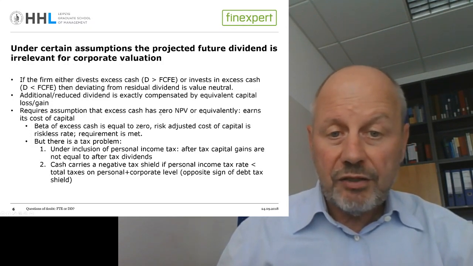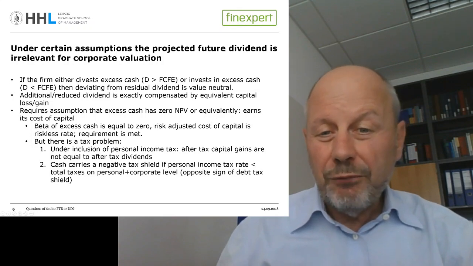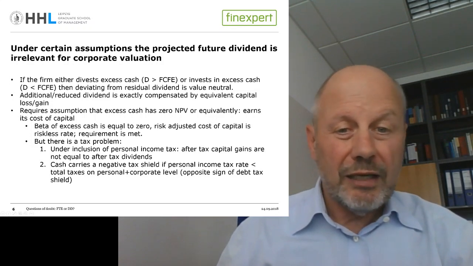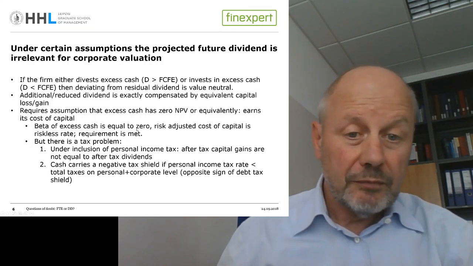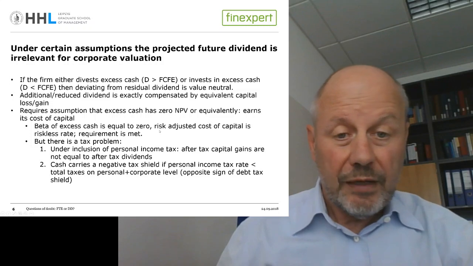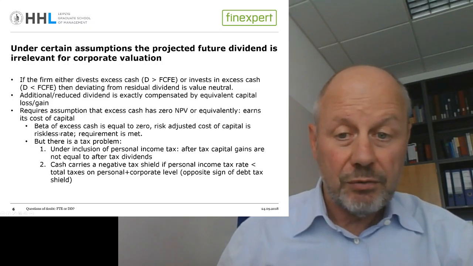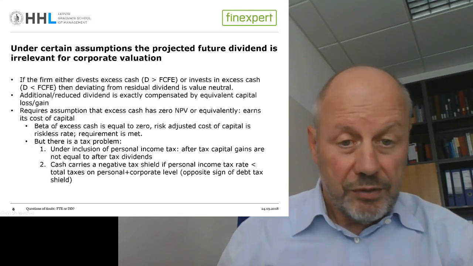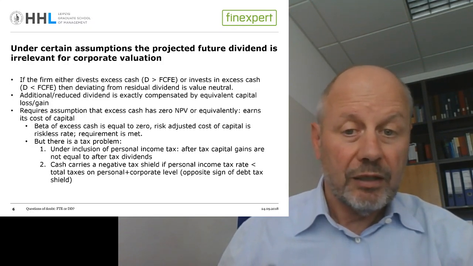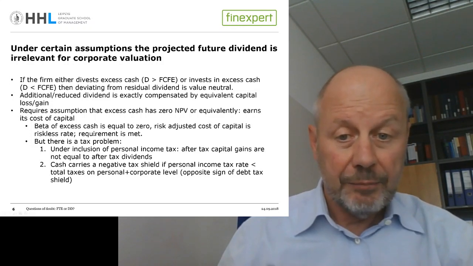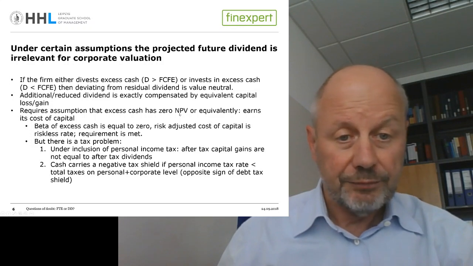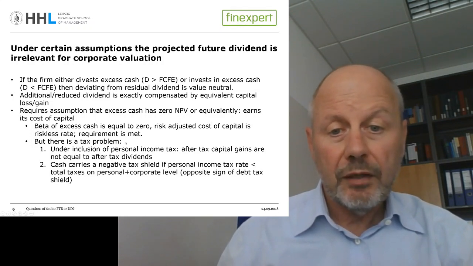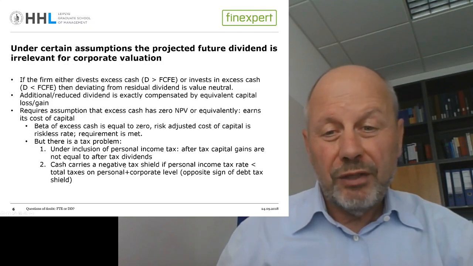Is it true that excess cash carries a zero net present value? If we assume a world without taxes, then actually this is true, because the beta of excess cash is equal to zero, and if it's close to riskless, that means that the risk-adjusted cost of capital is the riskless rate, and that means the firm's excess cash earns the riskless rate, and the cost of capital are also equal to the riskless rate, and that means that this requirement that cash has a zero net present value is met.